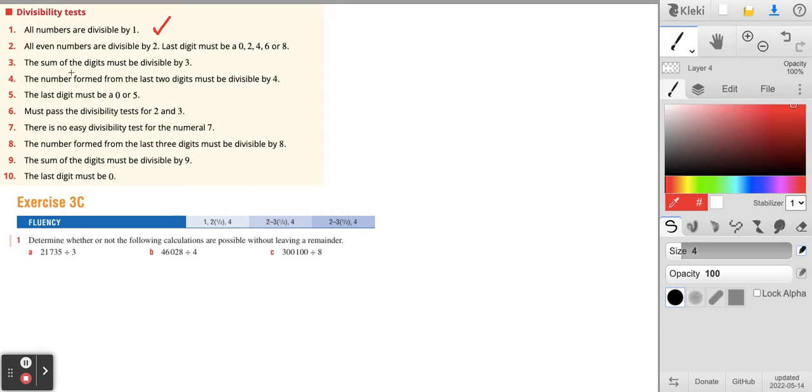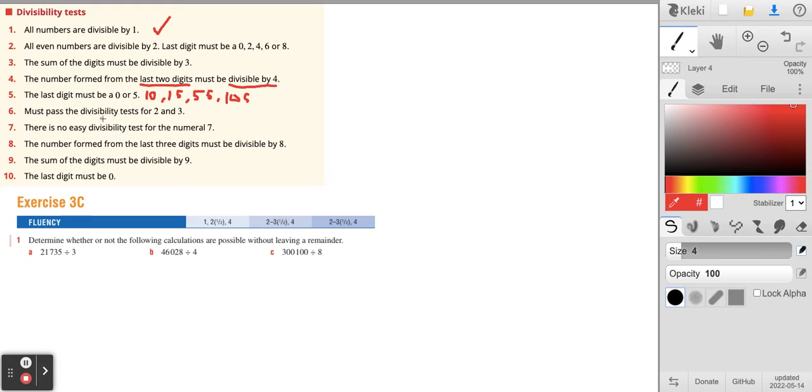For 4, you just have to look at the last 2 digits and check if they are divisible by 4. It doesn't matter how long your number is, you just look at the last 2 numbers and see, can you divide it by 4? For 5, the last digit must be a 0 or a 5. For example, it can be 10, 15, a number like 55, or even 105, as these numbers end in a 0 or a 5.